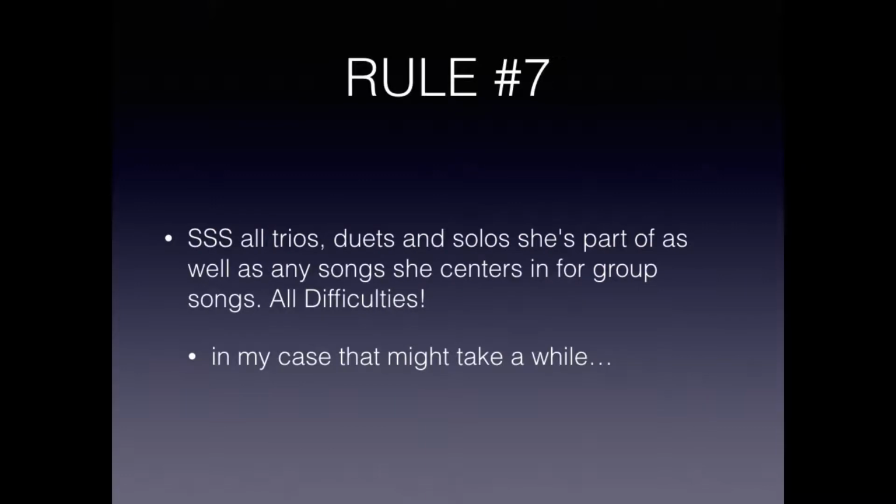Rule number 7 is triple S, that's S score, S combo, and S clear. All trios, duets, and solos that your Oshimen is part of, as well as any songs that she centers in, any group songs which she's a center of. Some people are doing all difficulties. Again, because of time considerations, I'm only going to focus on EX.